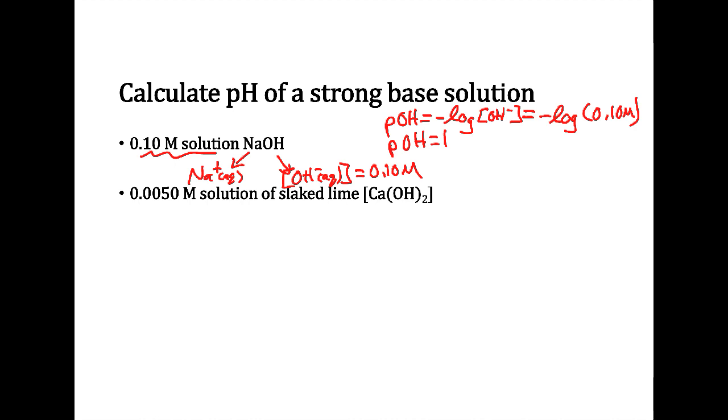We'll recall that pH plus pOH is equal to 14. So if we're asked to find pH, we'll just take 14 minus the pOH, which in this case means pH would be equal to 13. So this is a basic solution.